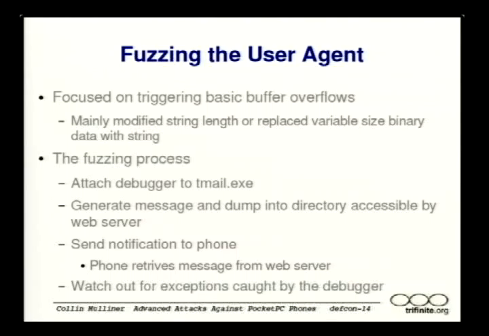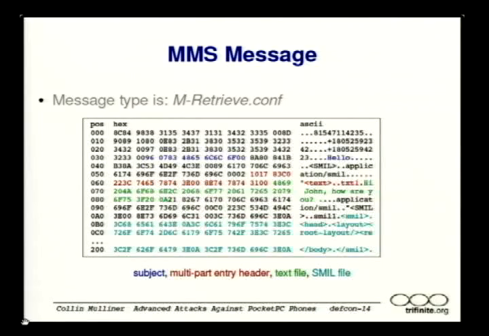So the phone will retrieve the message from the web server. Either it does nothing and just looks funny, or maybe it doesn't show anything, or maybe tmail.exe will crash and you get some nice exception. This is a printout of the actual receive conf. It's not complete, of course, because it's kind of big. In the beginning, we see the phone numbers. Then we have the multi-part headers. In the middle, there is the text file, and then we have the SMIL file at the end. So it's just for your reference.